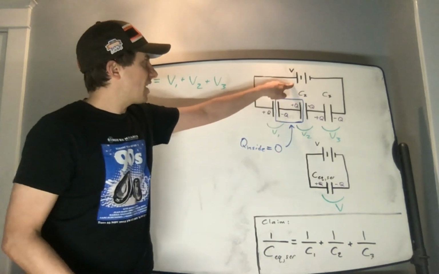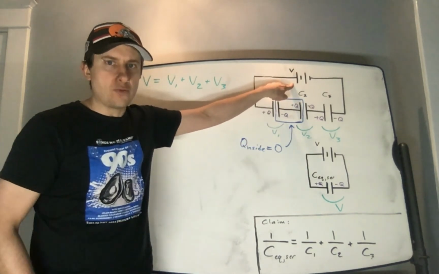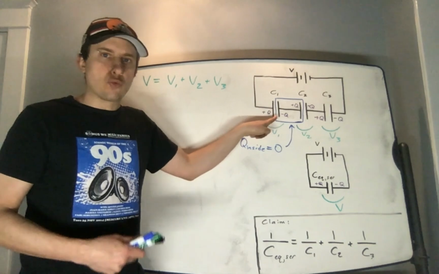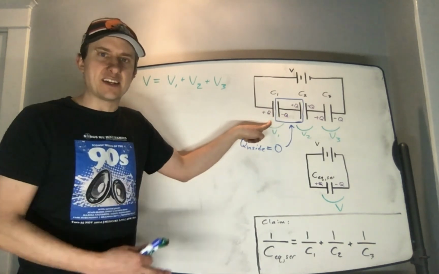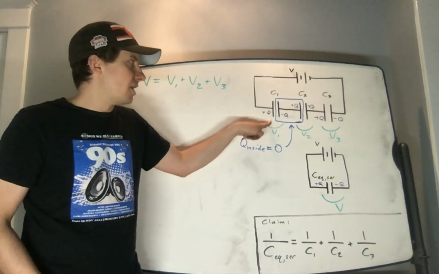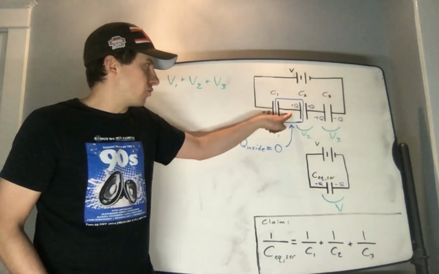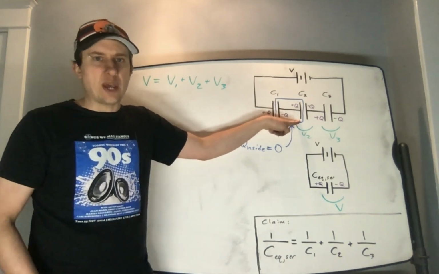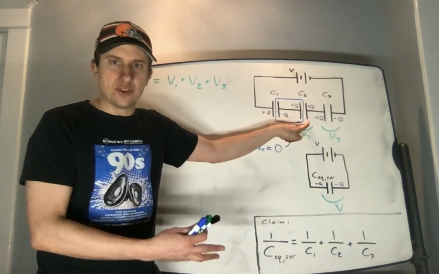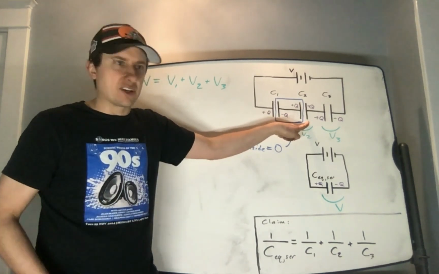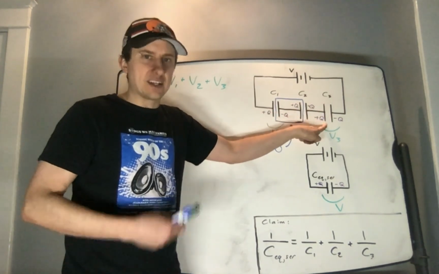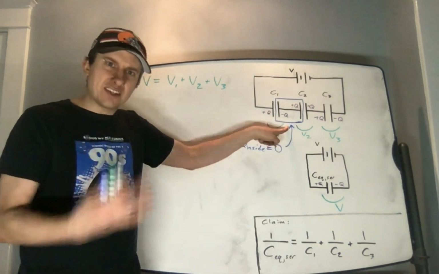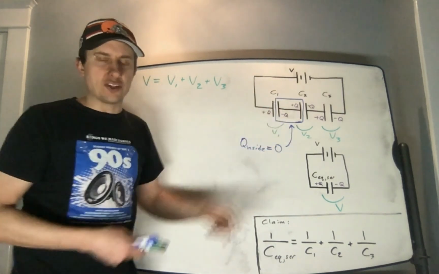We have a battery, and the positive terminal of this battery is connected to one side of a wire. The other side of that wire is connected to the left plate of capacitor 1. The right plate of capacitor 1 is physically disconnected from the left plate of capacitor 1. The right plate of capacitor 1 is connected to a wire which is connected to the left plate of capacitor 2. Again, the left plate of capacitor 2 is physically disconnected from the right plate of capacitor 2. The right plate of capacitor 2 is connected to a wire which is connected to the left plate of capacitor 3. Everything within this box is physically disconnected from every other part of the circuit.